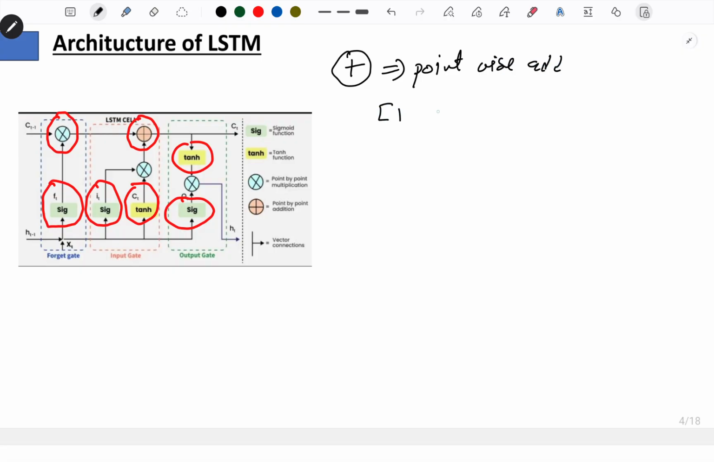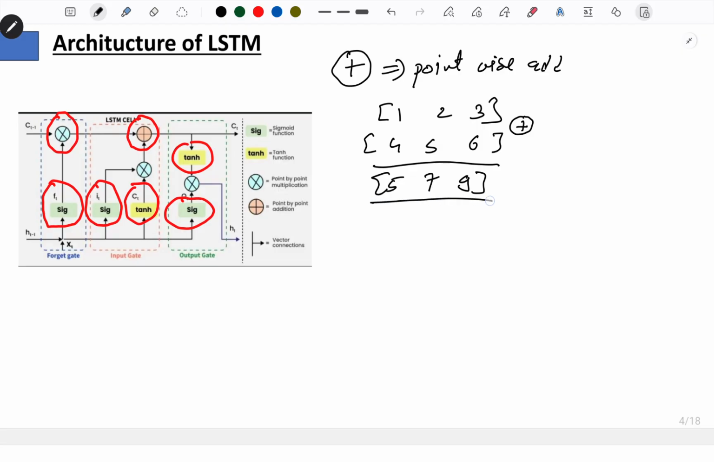Pointwise addition means simply 1 2 3. Here you have 4 5 6, these two vectors. And if you perform a pointwise addition operation between these two vectors, then your final output is 4 plus 1 is 5, 5 plus 2 is 7, 6 plus 3 is 9. This is the output of the pointwise addition operation.